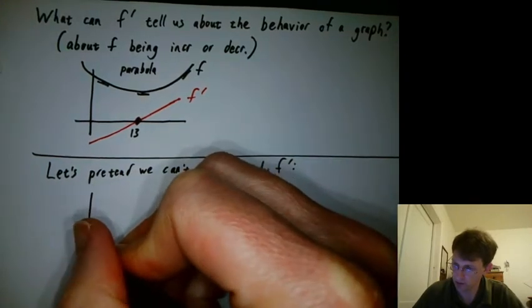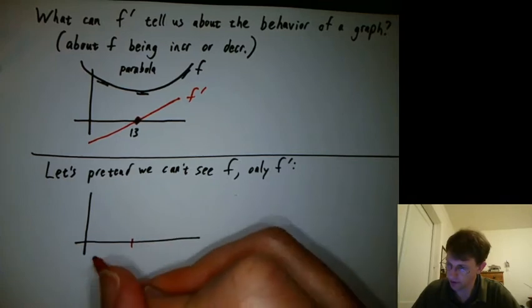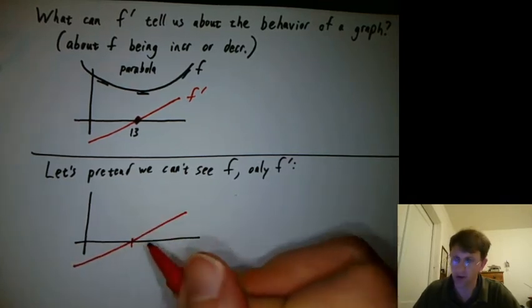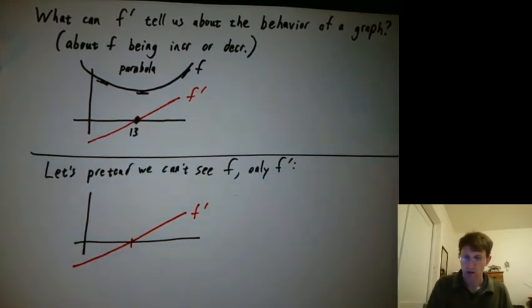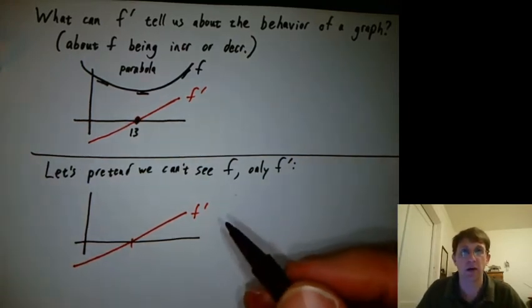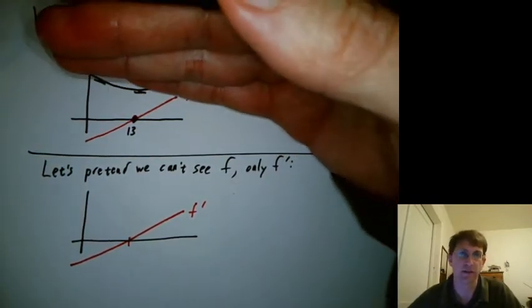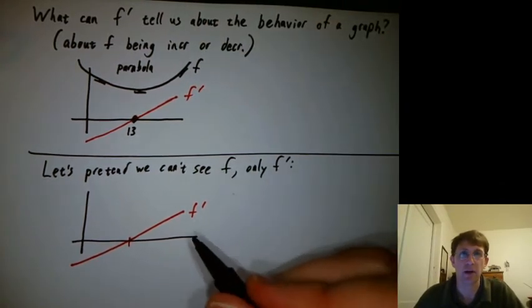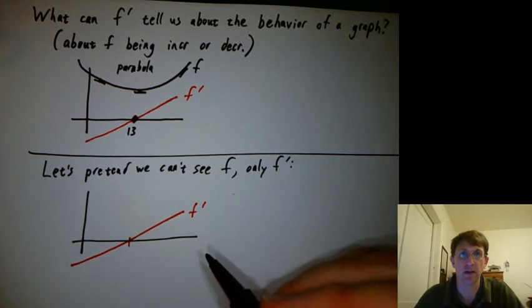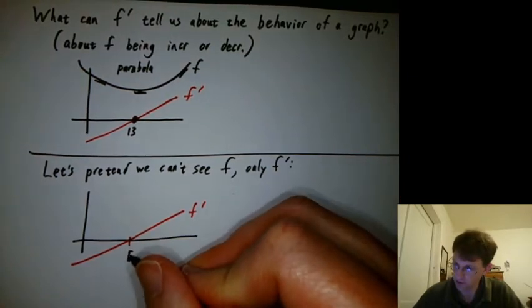We'll have the same axes as before, but this time we'll only have that function, the f prime. So what can we say about where f is increasing and decreasing? I know you could look up here, and it's not exactly cheating because I deliberately drew them on the same page, but kind of pretend you can't. What can you say about where f itself, the original function, is increasing?